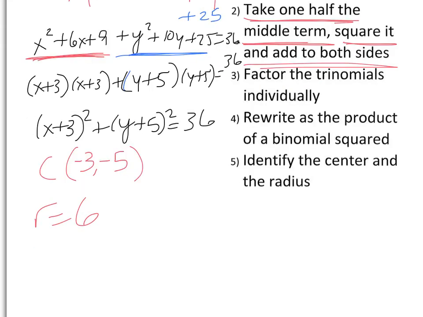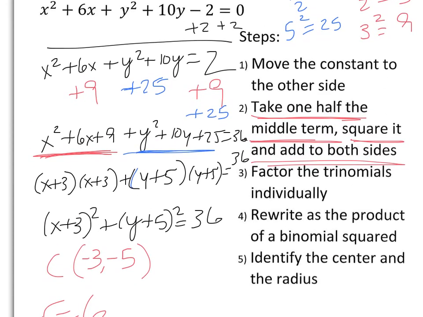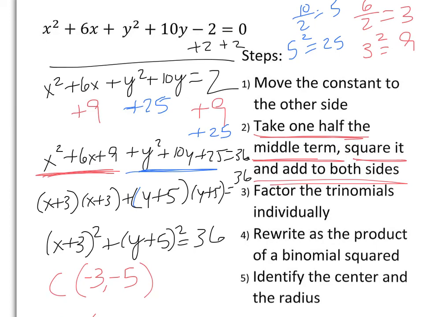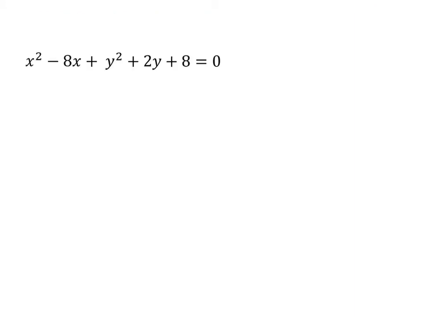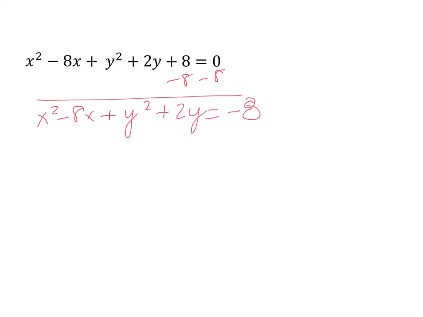It's important that you realize that these two equations are identical. So the equation given here in general form is the same as this equation here in center radius form. So let's take a look at another example. I'm going to follow the rules, and the first thing that I do is I'm going to move the 8 to the other side. So I wind up with x squared minus 8x plus y squared plus 2y equals -8.